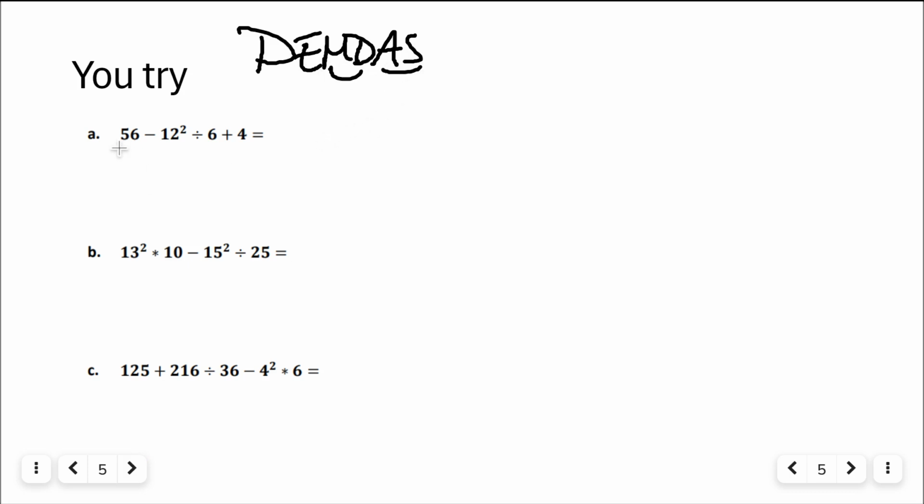Okay. So we got 56 minus 12 squared divided by 6 plus 4. So we're going to do exponents first. 12 squared, that's 144.